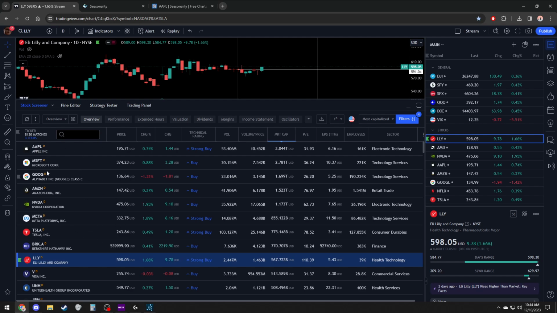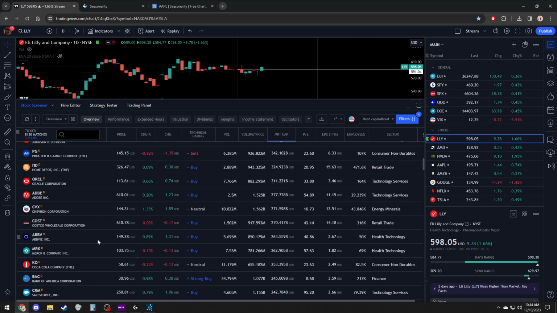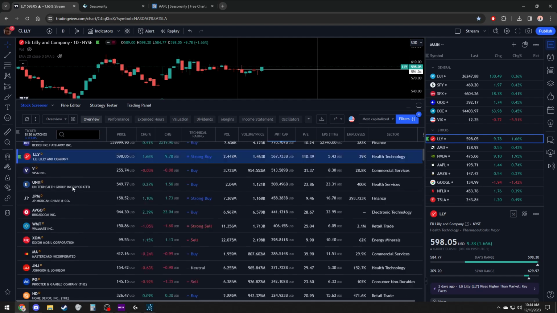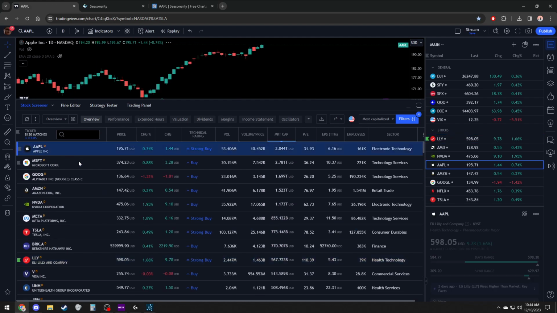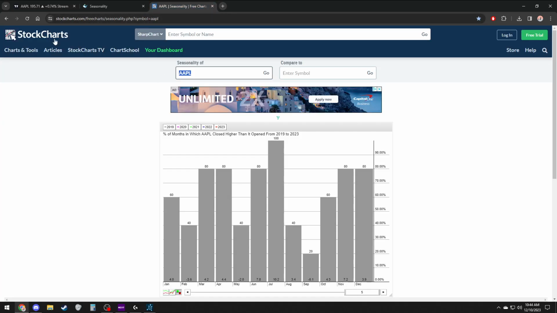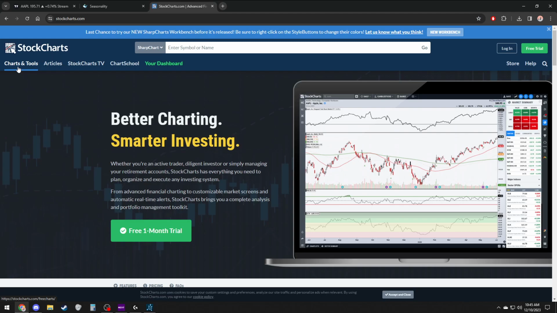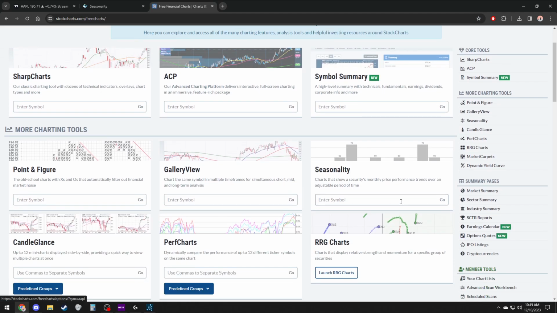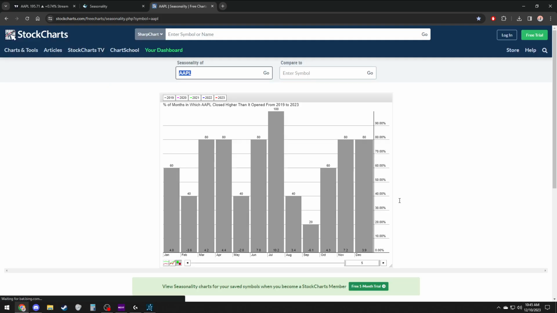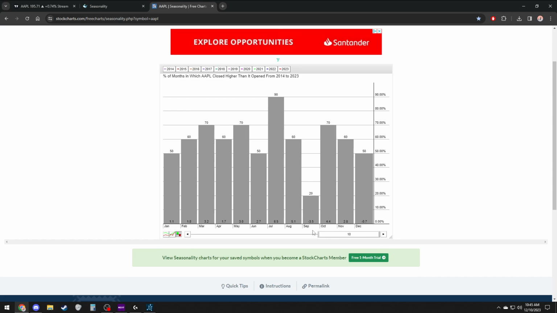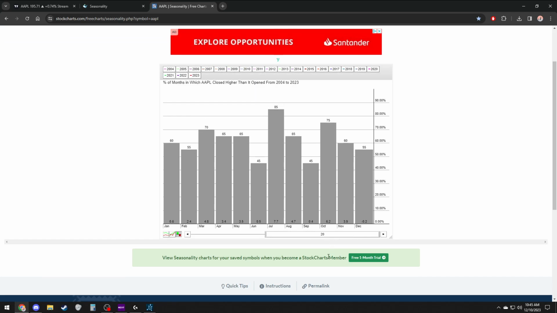So you can go through each of these stocks, right, and try to find, all right, like let's look at Apple, right, and then go to stockcharts.com, which is completely free. So you're going to go to stockcharts.com. Okay. You're going to go to charts and tools, and then you're going to come down to the seasonality table, and I'll just type in Apple, plug it away, and then I just want to do a 20-year back test. So I take this slider and set it to 20.